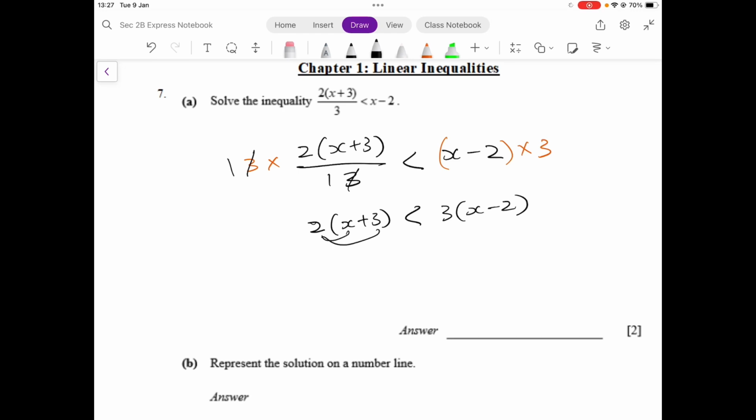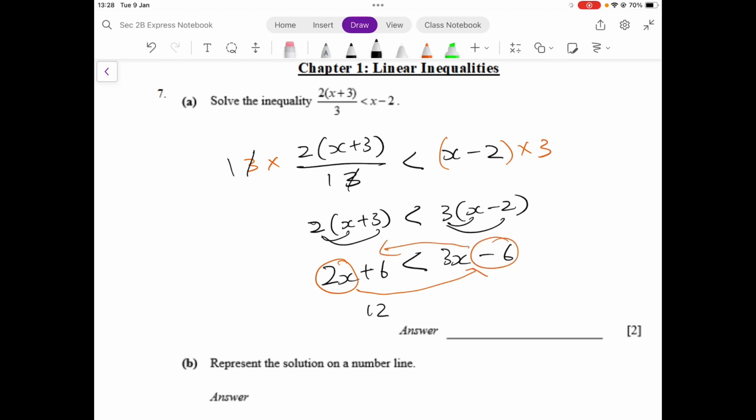Expand, you get 2x plus 6 less than 3x minus 6. Going through the process, 2x bring over, here, bring over. I will get 12. Okay, let me go a bit slower. So I will bring this over, I'll get 6 plus 6 less than 3x minus 2x. Okay, so my final answer will be 12x. Right, so my inequality will be x more than 12.